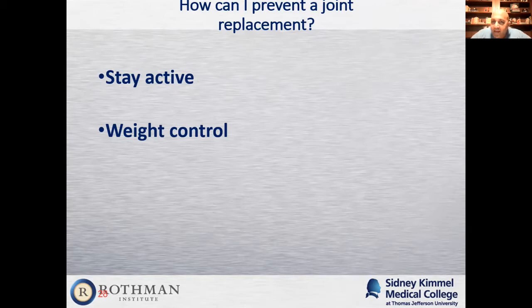People always ask when I do these talks, how can you prevent a joint replacement? And some of it's genetics, like I said, some of it's biology, some of it's anatomy, and there's not much you can do. But the keys really to prevent developing arthritis or developing symptomatic arthritis are staying active and controlling your weight. We know that there's a direct correlation between higher weights and a higher incidence of arthritis and potentially requiring surgical or non-surgical treatment.